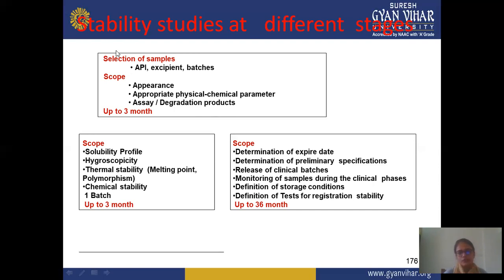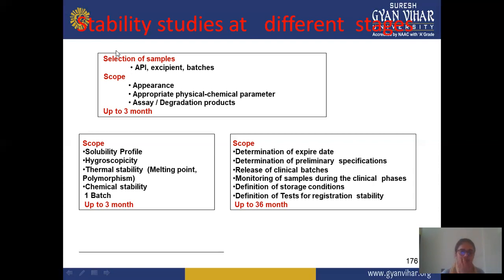If you perform this study for 3 months, maybe every month or at a particular interval of time, but we perform it for at least up to 3 months. And the second test is to perform the solubility profile, hygroscopicity, and thermal stability. In thermal stability, mainly melting point, polymorphism, and chemical stability are tested. In this, one batch is required, and this study is also performed for 3 months.